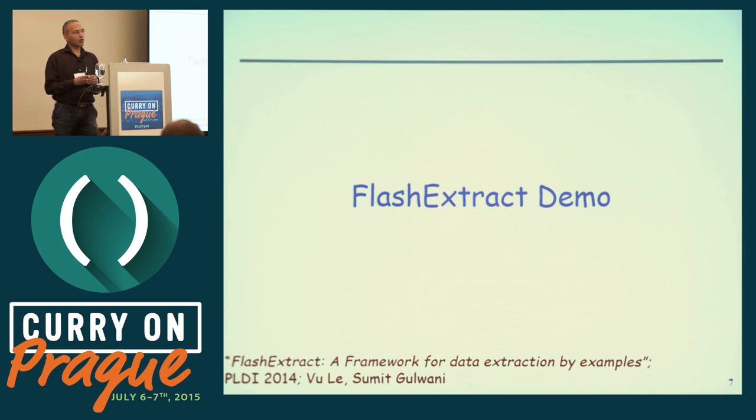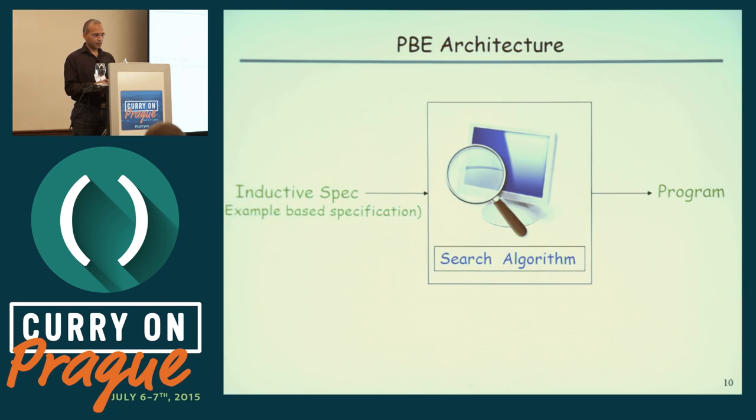So this is a tool called FlashExtract, and it is shipping as part of PowerShell in this new version of Windows. And this technology was described in a paper that appeared in PLDI last year. So how do these techniques actually work? So at the heart of all of these tools, we have a search algorithm which tries to find a program that is consistent with the examples that the user has actually provided.